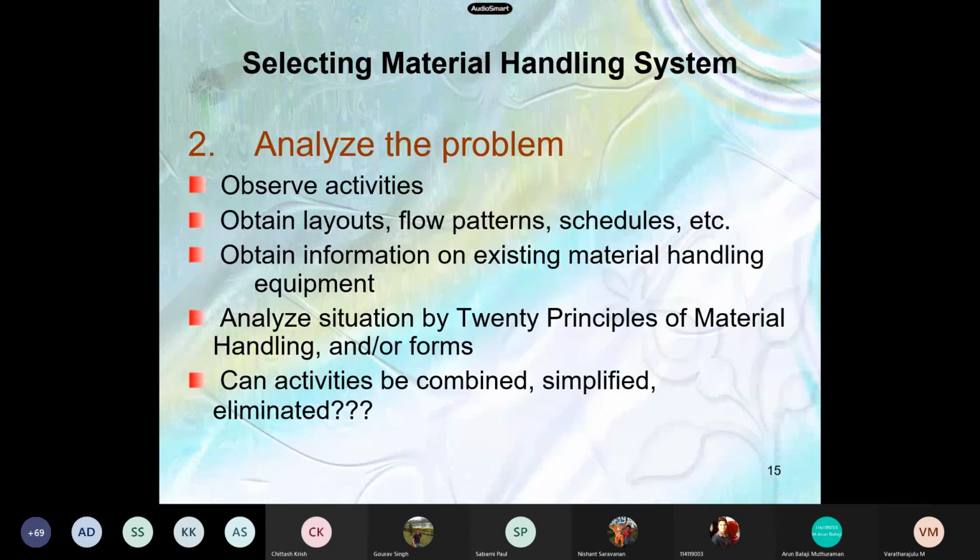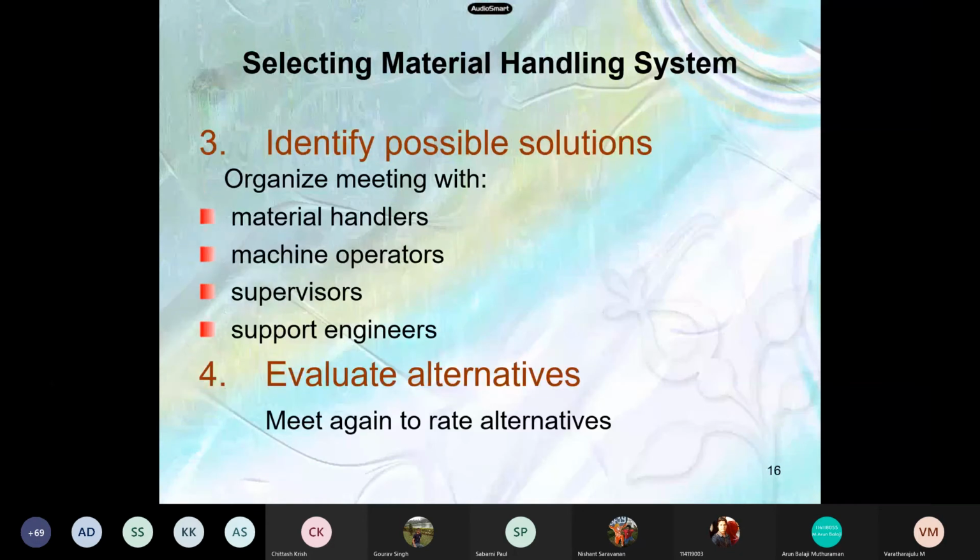Can activities be combined, simplified or eliminated? Some activities have to be combined, and through that we can reduce the time. Some have to be simplified, and some have to be eliminated. And identify the possible solution with material handlers, machine operators, supervisors, support engineers. When we have proper communication with these people, we can optimize the material handling systems, and evaluate alternatives, meet again to rate alternatives.